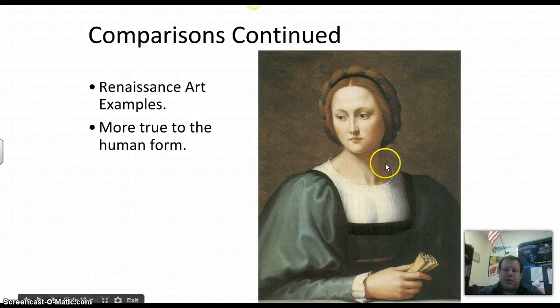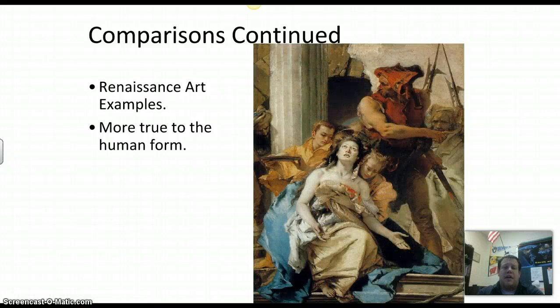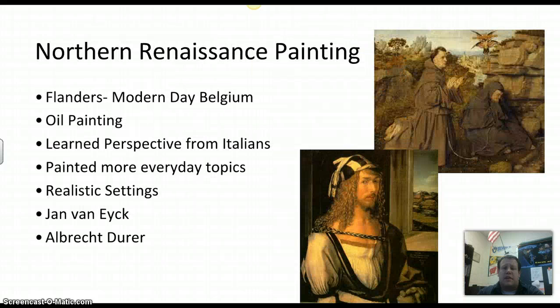You can see the shadow used here. It looks very lifelike, very, very real in terms of the painting. They didn't have cameras back then, so to take a painting of a person was the same thing as having a picture of them, the same kind of deal.